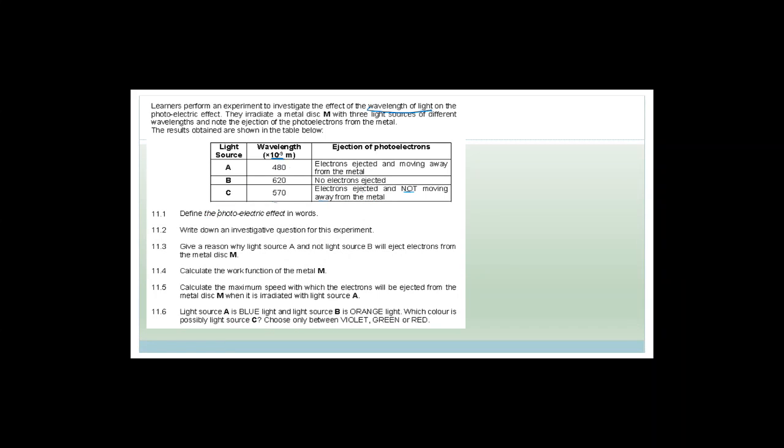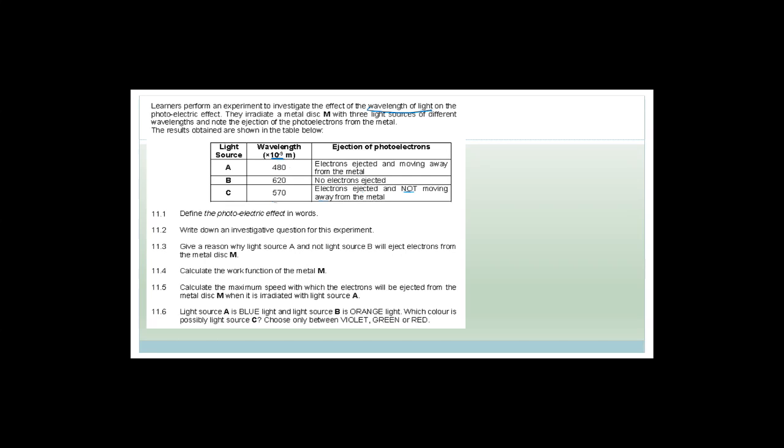Okay, that's interesting. Now it says, define the photoelectric effect in words. This is a definition that you need to learn. It states that the photoelectric effect is the emission of electrons when light of a certain frequency, called the threshold frequency, hits the surface of specific metals.